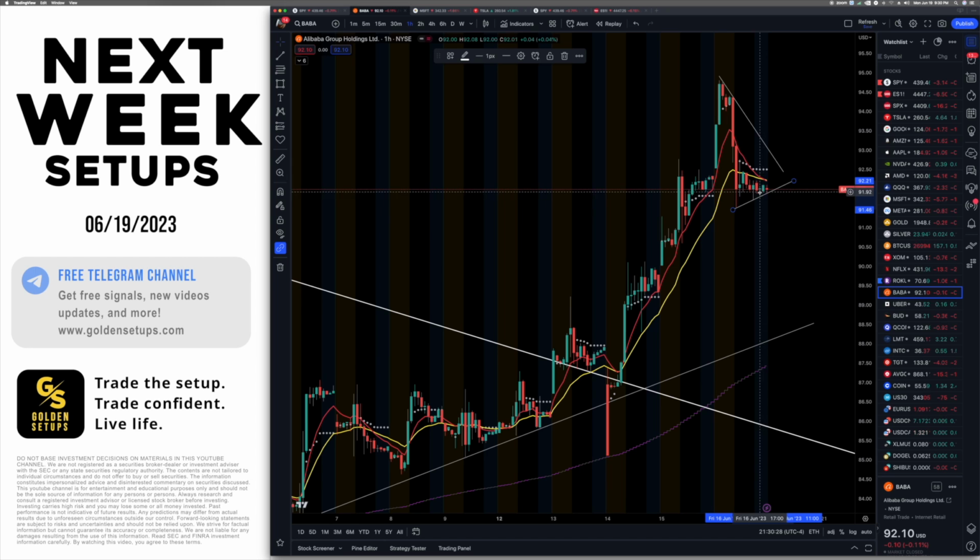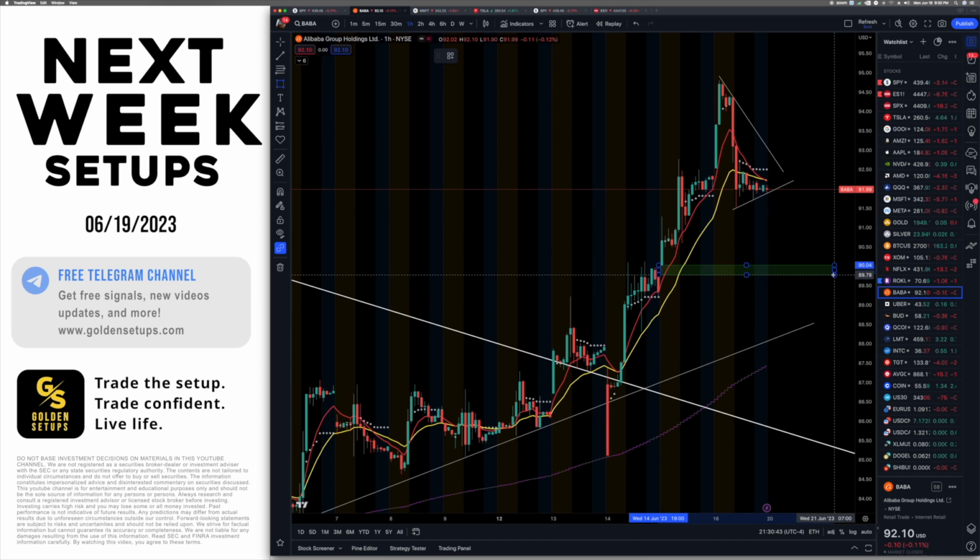We got to watch for a break below this trend line right here. If we get that break below that trend line, first stop is going to be 91.56. And then next stop, long term, we got a nice little gap over here. Let's go ahead and document that gap. We got a nice little gap right around here.